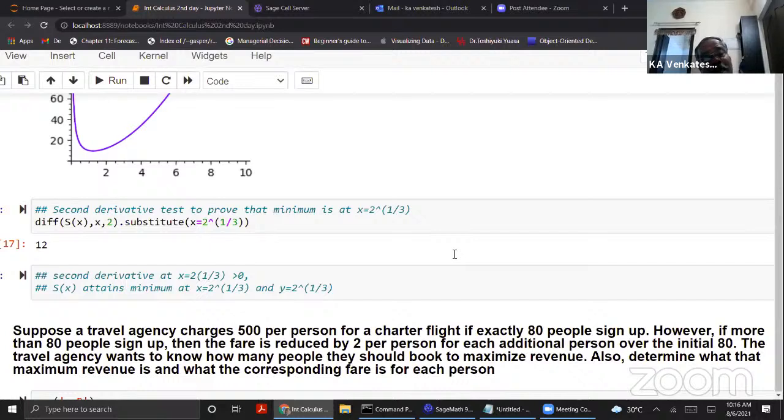But the question asks for the dimensions. So in order to find the dimensions, we have to use the given condition. What is the condition given? The volume is supposed to be 2 cubic units. So use that equation. Having the value of x, find the value of y. Already we expressed y as 2 by x square. If you substitute it, we'll get this value. So hope you have done this part.